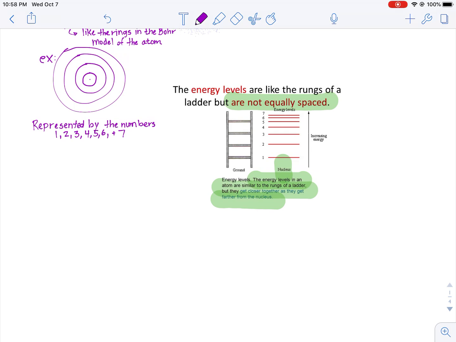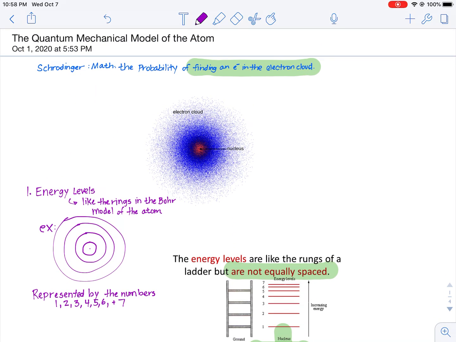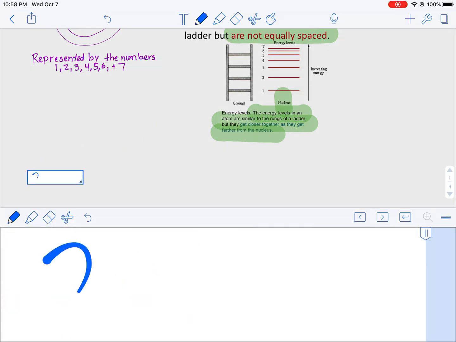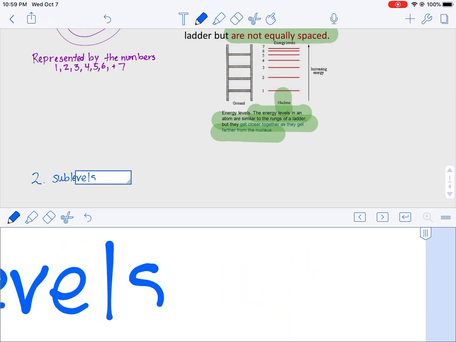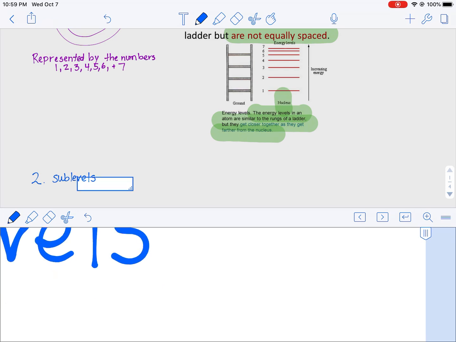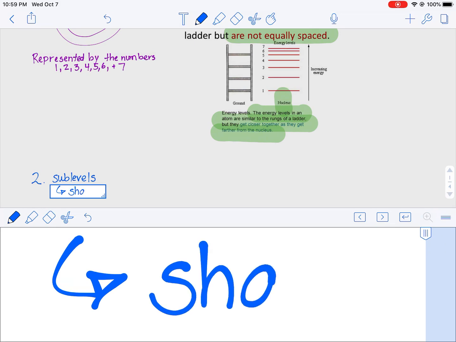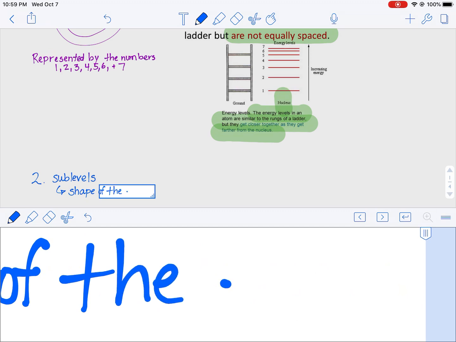All right. The next explanation about where Schrödinger argues that we'll find an electron in the electron cloud is in what are called sublevels. So that's the second location, sublevels. Sublevels are going to be the shape of the cloud, shape of the electron cloud.